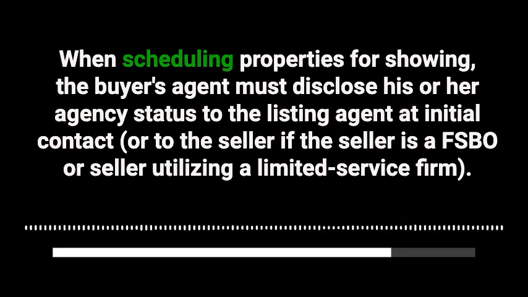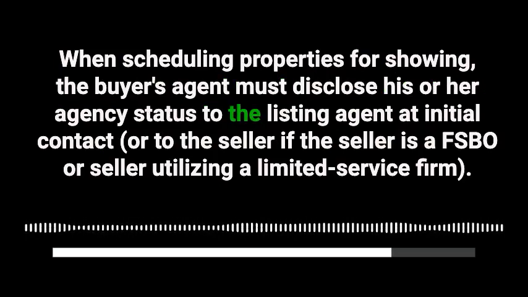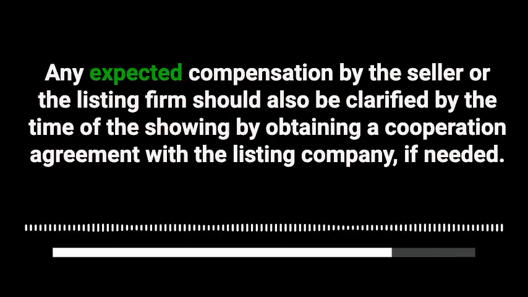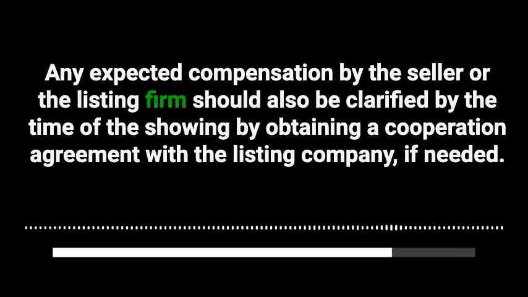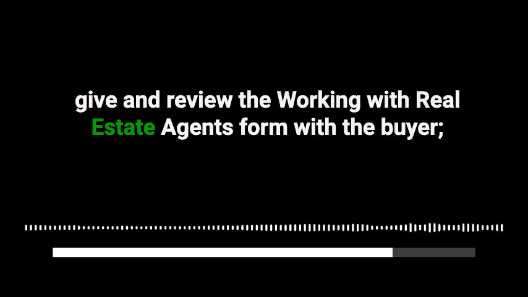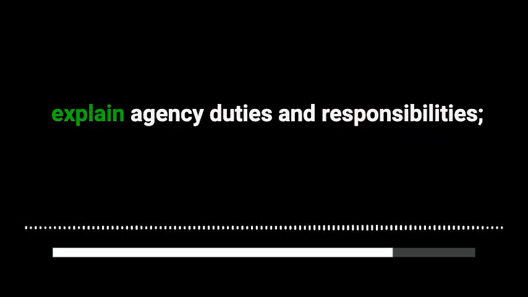It is the buyer's needs, not the broker's, that should be most important in the selection of properties to be shown. When scheduling properties for showing, the buyer's agent must disclose his or her agency status to the listing agent at initial contact. Any expected compensation by the seller or the listing firm should also be clarified by the time of the showing by obtaining a cooperation agreement with the listing company, if needed. A buyer's agent must also give and review the working with real estate agents form with the buyer. Explain agency duties and responsibilities.